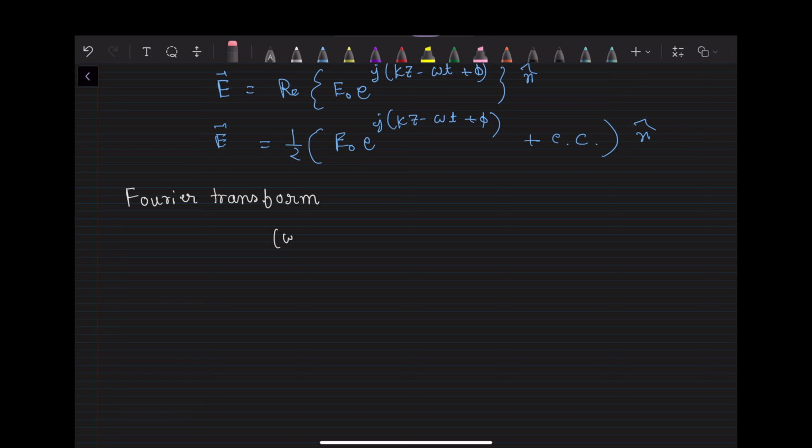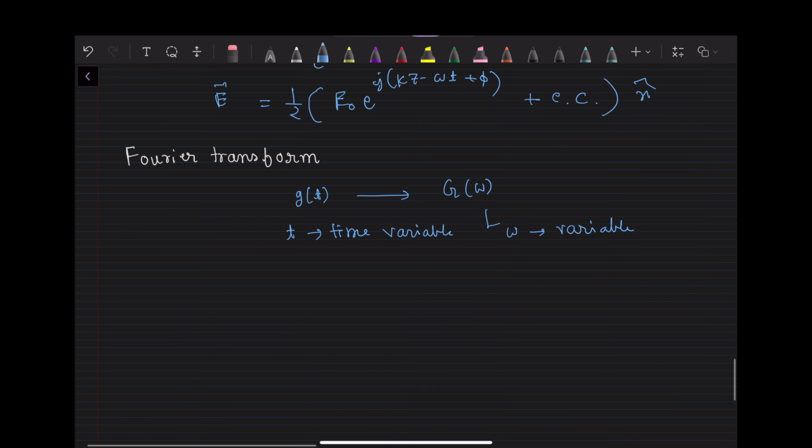So suppose we have a function here. We have t or time as variable. How can we go to another function where we have omega as variable? So they are related by one of the integral transform called Fourier transform.